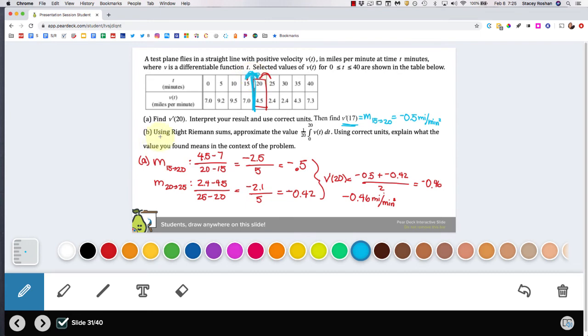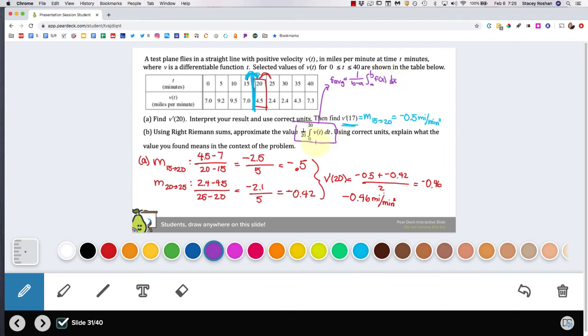And now in part B, it says using right Riemann sums, approximate the value, I'm going to do this in purple, of 1/20th integral from 0 to 20 of v(t) dt. Hopefully you recognize this as f average, right? F average is 1 over b minus a, integral from a to b of f of x dx. Isn't that what this is doing?